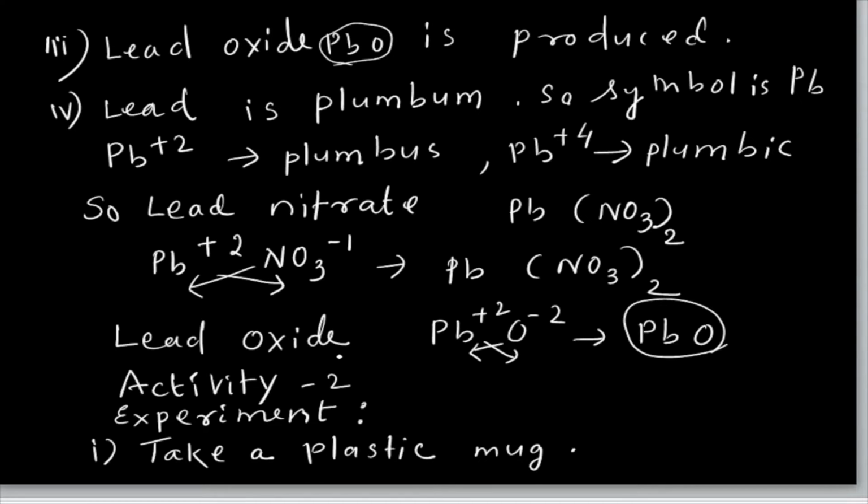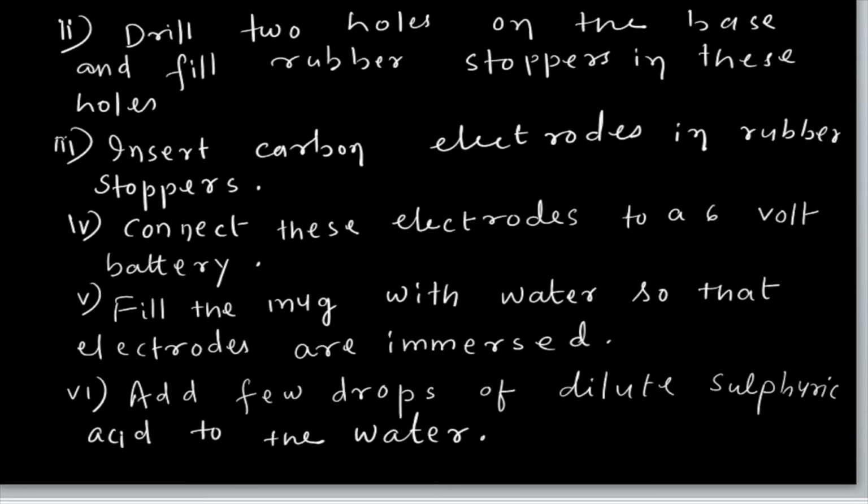Now the second experiment, Activity 2. Take a plastic mug. Here you will see hydrogen and oxygen produced with the help of electrolysis of water. How can you do this in 10th class? This is a very important activity in this chapter. Drill 2 holes on the base. Take a plastic mug, make a hole, put a rubber stopper and insert a carbon electrode. You can buy it from the shop. This carbon electrode is graphite, and you put it in the rubber stopper.